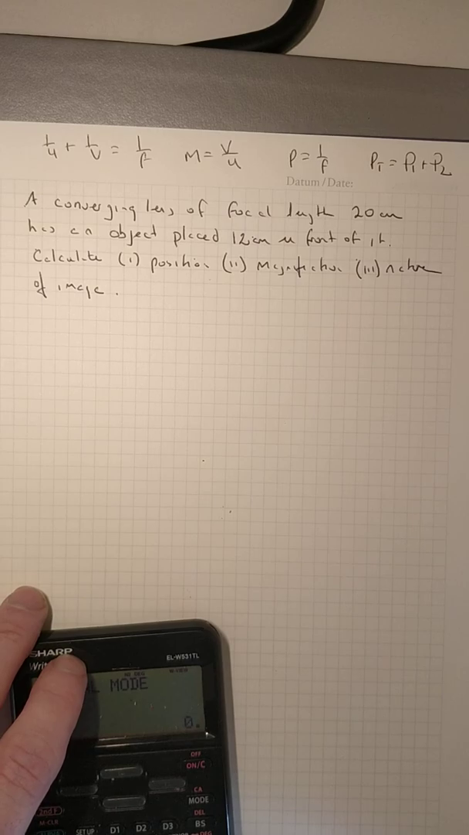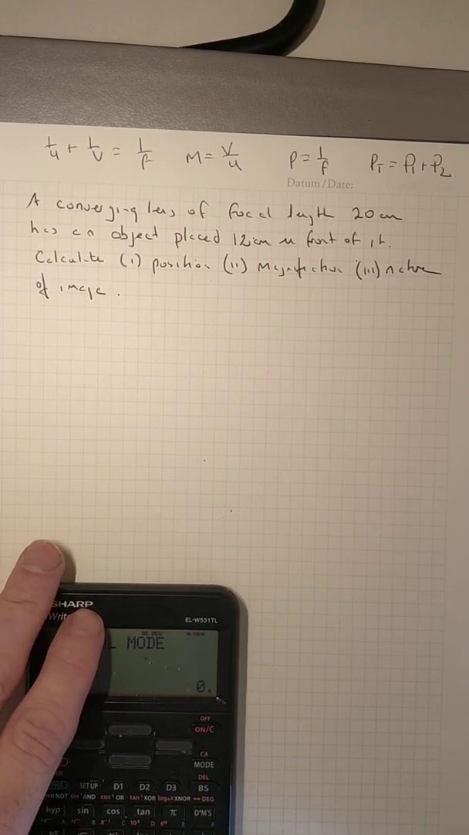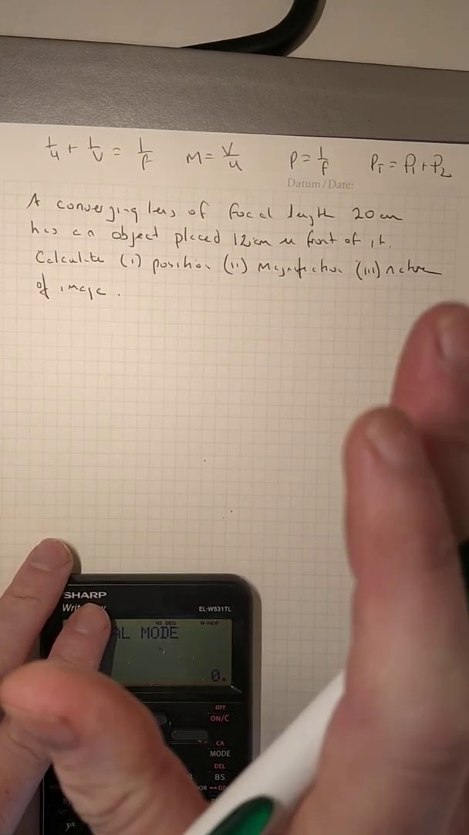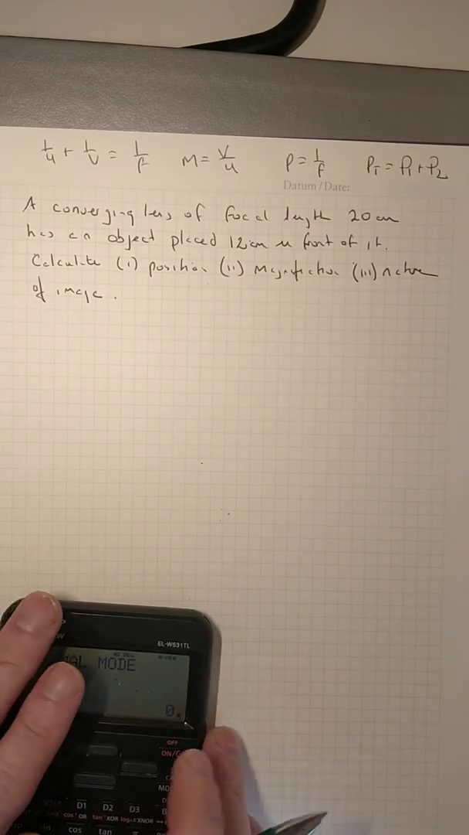Both of those have virtual focal points because the light rays don't actually go through them, as you know from your ray diagrams. Okay, that's the bottom line. That's the toolbox. We move on.